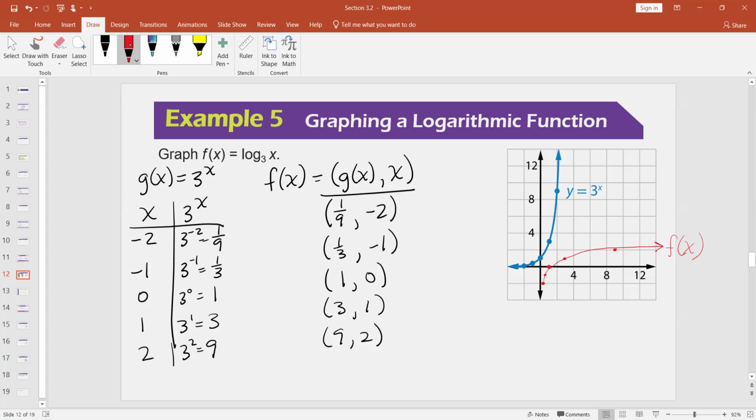Okay. So when we graph logarithmic functions, we graph its inverse, the exponential function, and then invert the x and y points in order to graph our logarithmic function. It's much easier to calculate.